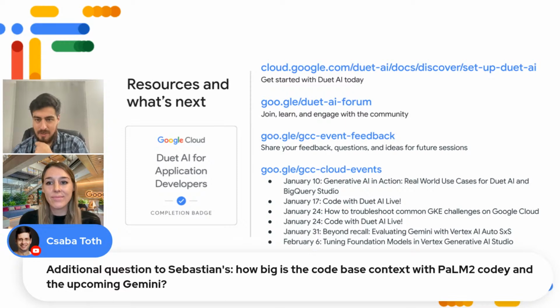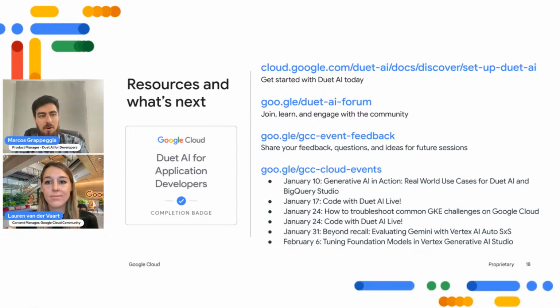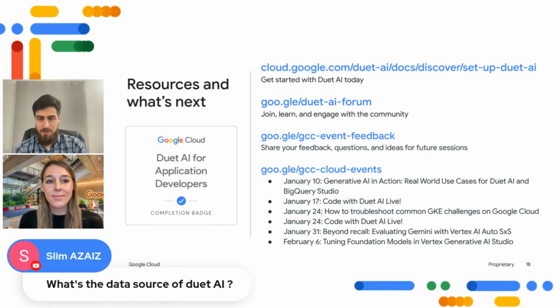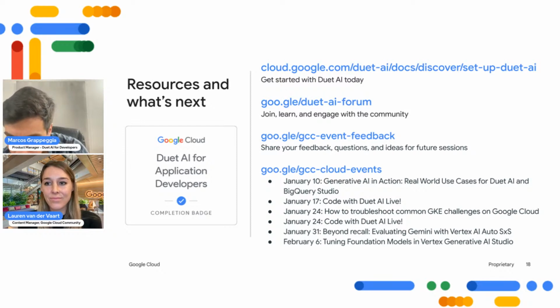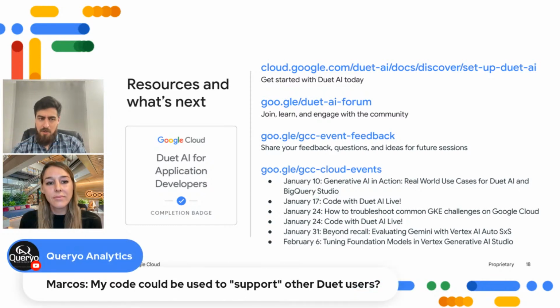For Slim Azais, what's the data source of Duet AI? It's a public crawl of publicly available code, essentially. Marcus, question from Cario Analytics: my code could be used to support other Duet users. If I'm getting it correctly, the question here may be whether my code is being used to train Duet AI. The short answer is no. Your code is only used for providing context on Duet AI for serving your use case specifically. Code is not shared between developers.